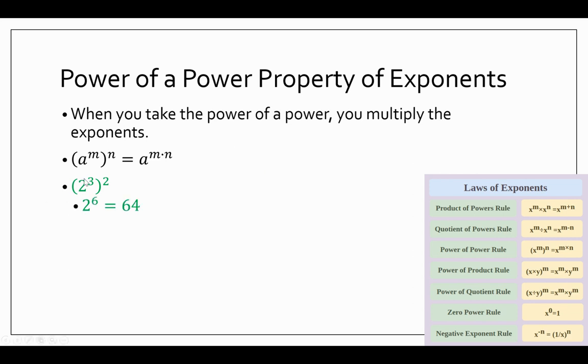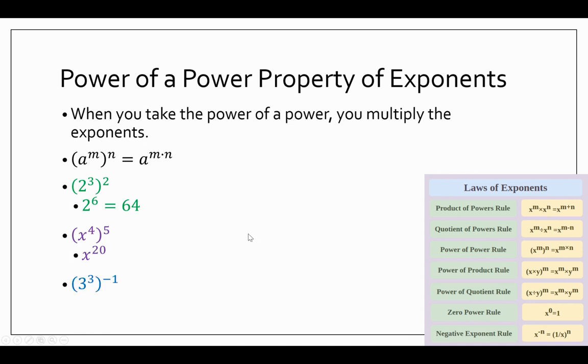And if you're ever unsure, you can always write these out. If I go 2 times 2 times 2, that's one of them. But then I'm squaring it, so I do it again. 2 times 2 times 2, I get 2 to the power of 6. And that equals 64. Next, we have x to the power of 4, to the power of 5. That's going to be x to the 20th. Multiply 4 times 5, get 20.